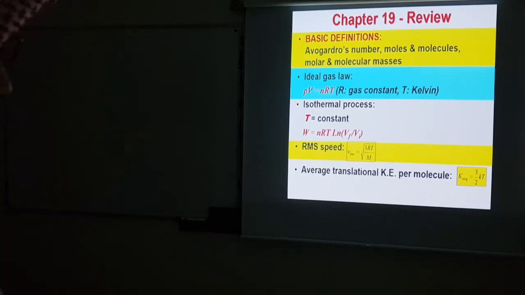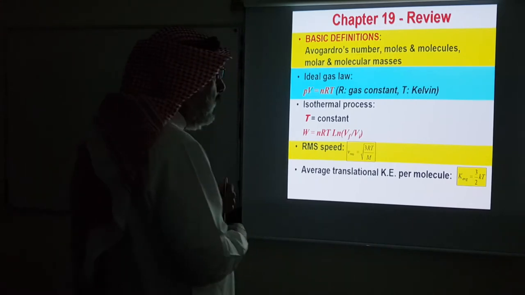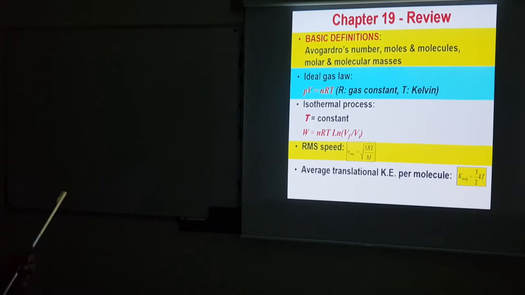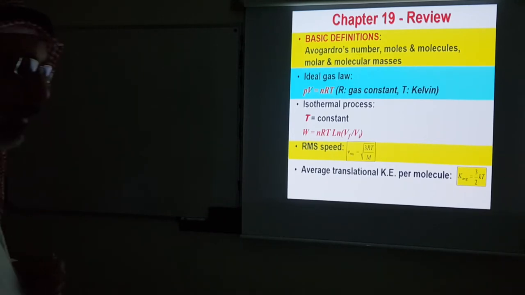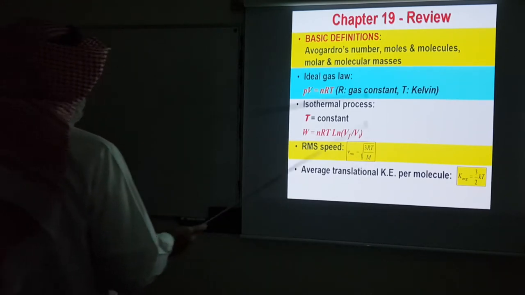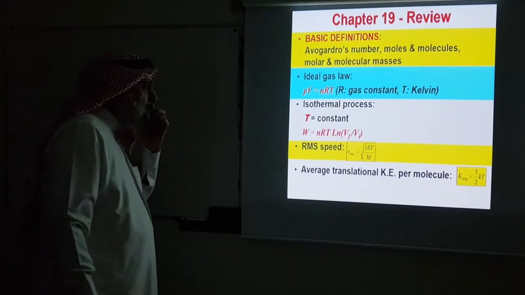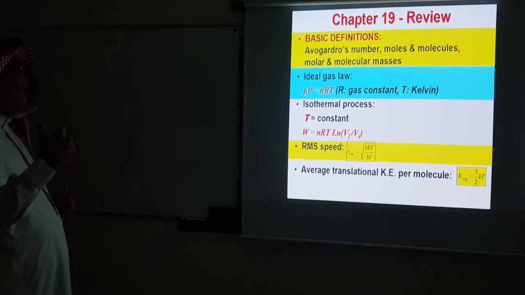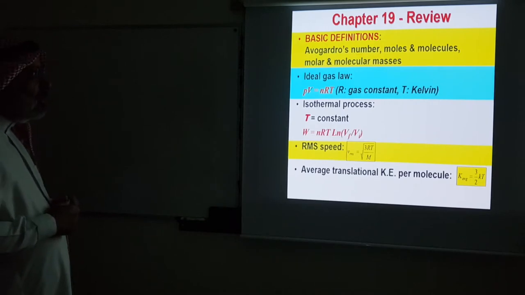Today we continue our discussion of chapter 19. This is our third and last lecture on this chapter. And let's review the material that we have covered so far in the last two lectures. We started this chapter with some basic definitions like Avogadro's number, moles, molecules, their masses and numbers.